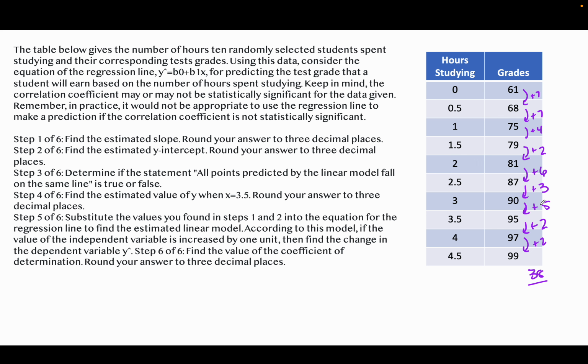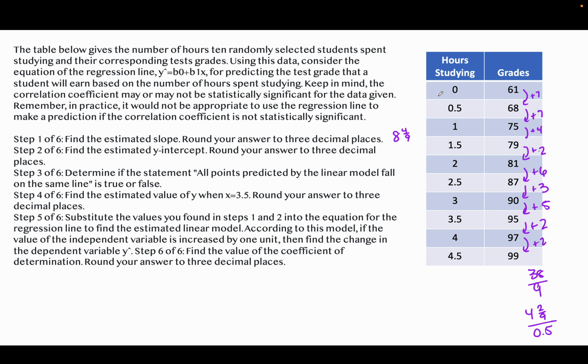And I'm going to divide by 1, 2, 3, 4, 5, 6, 7, 8, 9. Is 4 2/9. Okay, and then this is divided by 0.5. So 4 2/9 divided by 0.5 is 8 4/9. Is your slope. Okay, find the estimated y-intercept, round your answer to 3 decimal places.